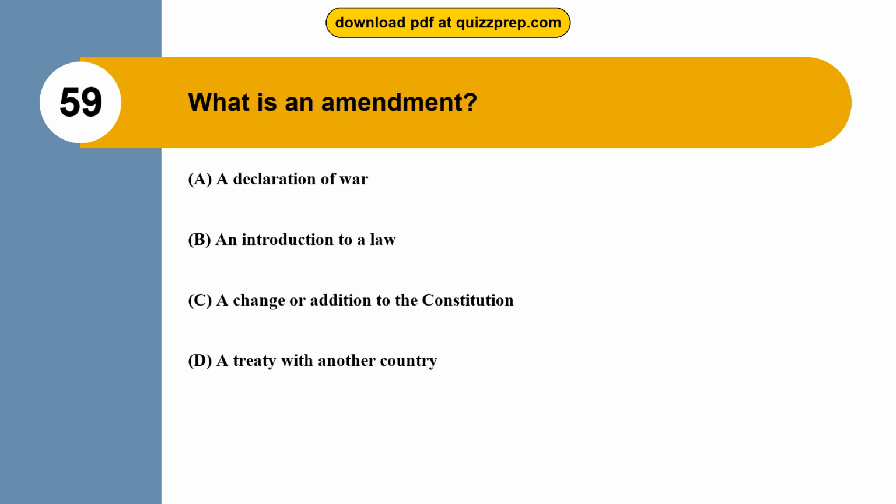Question 59. What is an amendment? Option A. A declaration of war. Option B. An introduction to a law. Option C. A change or addition to the Constitution. Option D. A treaty with another country.